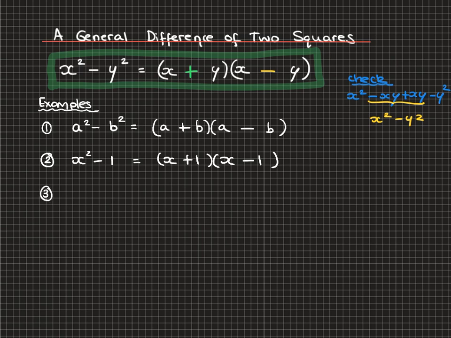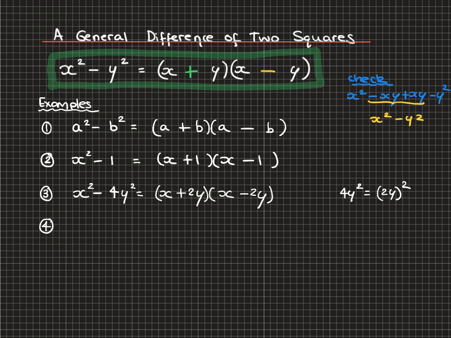Right, number 3. A little bit different. X squared minus 4y squared. Now, can you see the two squares here? Because, of course, 4y squared is the square of 2y. So my factorisation would be x plus 2y, x minus 2y.